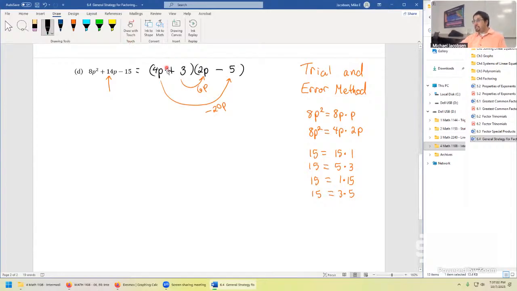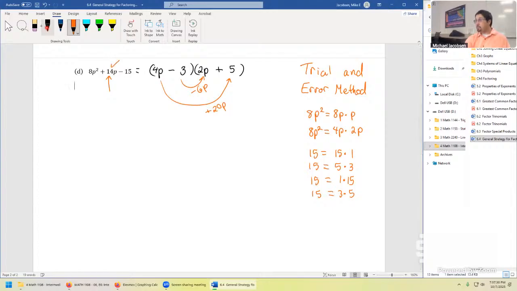The thing we really need to change is the signs in the middle. Let's swap that positive to a negative, and the positive over here, or excuse me, the negative over here to a positive. Doing that, now the inner product is negative 3 times 2p, so negative 6p. The outer part, when we FOIL it, is a positive 20p. And 20p minus 6p gives us positive 14p.